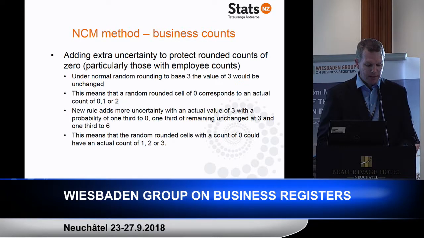We add an extra layer of uncertainty to protect cells with a rounded business count of 0. This is because without protection, those with non-zero employee counts must have a business count of 1 or 2, which is a disclosure risk. So cells with an actual count of 3 are rounded to 0, 6, or stay at 3 with an equal probability of each. This means the rounded cells with a count of 0 could have an actual count of 1, 2, or 3.